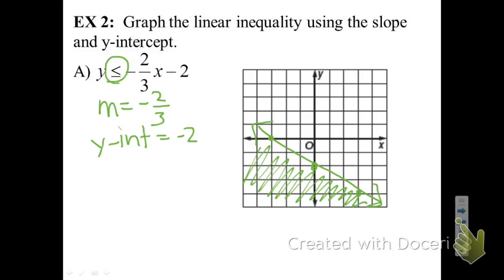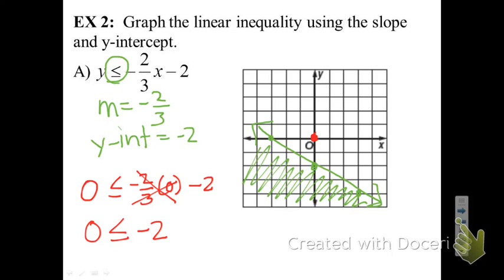In my class today, I talked about if we were not sure how to determine the shading, then we would pick a point. For example, we would pick 0, 0 and plug that into our equation. So it would read 0 is less than or equal to -2/3 times 0 minus 2. This becomes 0 is less than or equal to -2. Because the statement is not true, it means this point is not part of the shading. All of these points are part of the shading. Any of these points on this line would be part of the shading, but any of these points outside above the line would not be part of the shading.